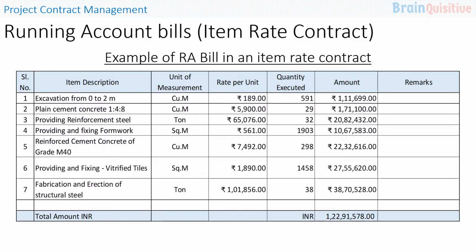This is an example of RA bill in an item rate contract. Here you see the item description is there, the unit of measurement is given, the rate per unit is given, and the quantity executed in a particular period is in the next column, and multiplying the rate per unit into the quantity executed gives the amount of that particular item. Summing up all the items like this, we get the RA bill value for that particular period in an item rate contract.